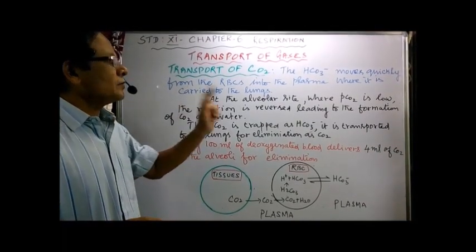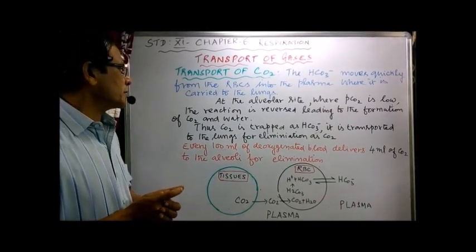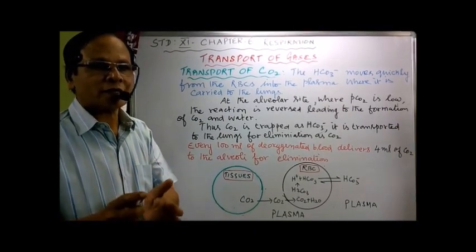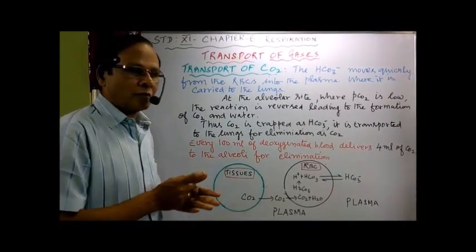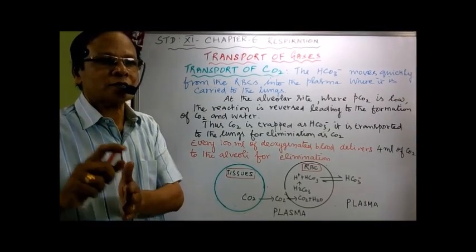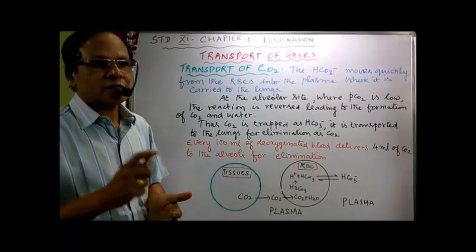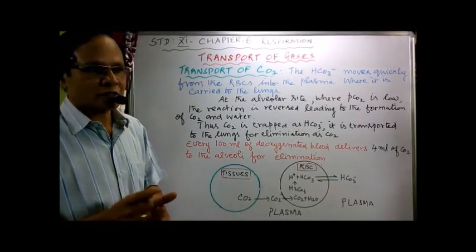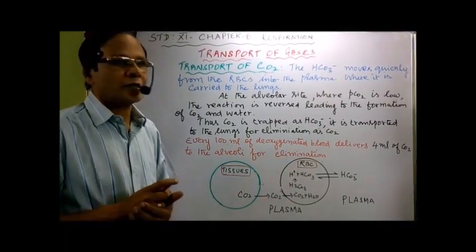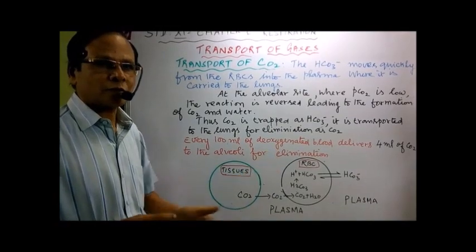Now, at the alveolar side, where the partial pressure of carbon dioxide is low, the reaction is reversed. The hydrogen ions and the bicarbonate ions combine together to form carbonic acid. The environment in the alveolus favors the splitting of carbonic acid to form carbon dioxide and water. Now carbon dioxide is eliminated. So the carbon dioxide is trapped as bicarbonate ions at the tissue level and transported to the alveoli for elimination as carbon dioxide. Every 100 ml of deoxygenated blood delivers only 4 ml of carbon dioxide for elimination. Here is a simple diagram I showed of how the transport of carbon dioxide occurs.